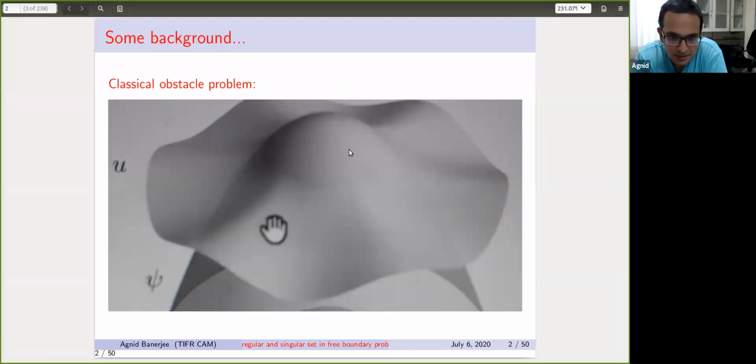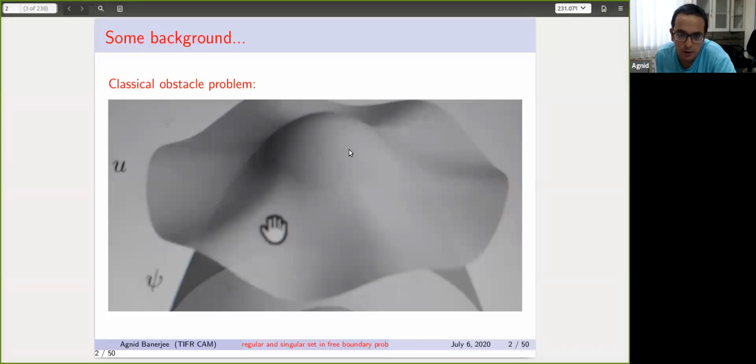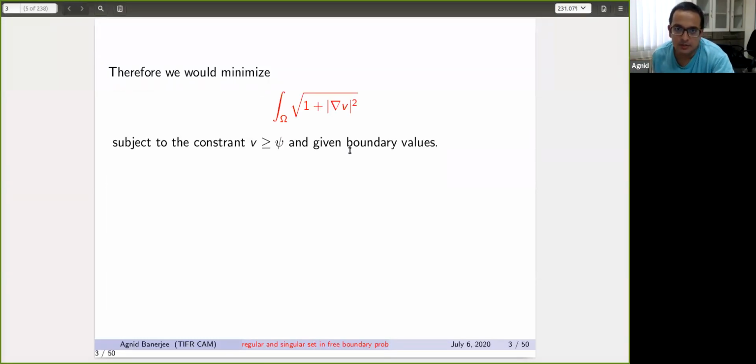This is a somewhat shady picture, but nevertheless, this is the best I could do. What you want to do is find an elastic membrane that stretches across an obstacle. That means you want to minimize the surface energy or surface tension, in particular the surface area in this case. So you look at the surface area of the graph corresponding to the function v, with the constraint that it lies above an obstacle, which is psi. In the picture before, psi was the bump below, and then you have some given boundary values.